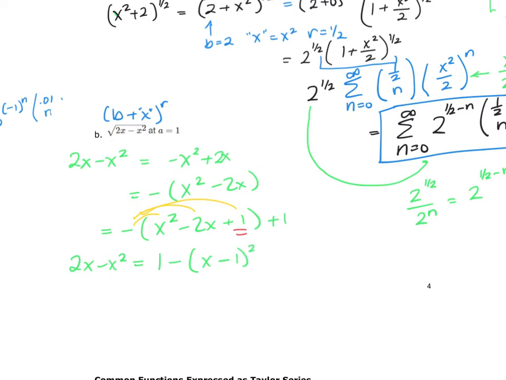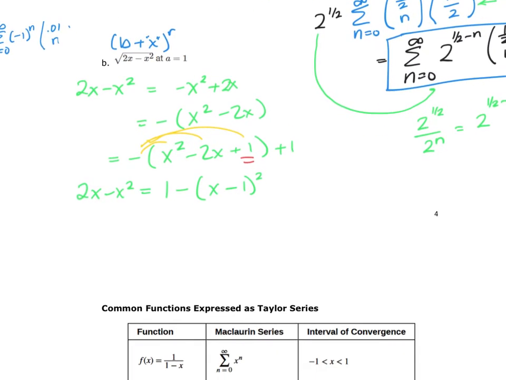Now, I ignored the square root just so that I can get my algebra straight. I want to get my algebra solid. So where I am now is I'm really looking at the square root of 1 plus a negative x minus 1, the quantity squared. Now I can use that substitution where my a happens to be 1, my r happens to be 1/2, and my b happens to be 1.